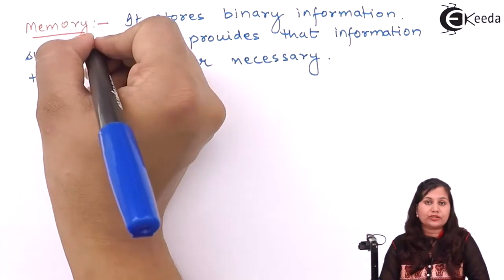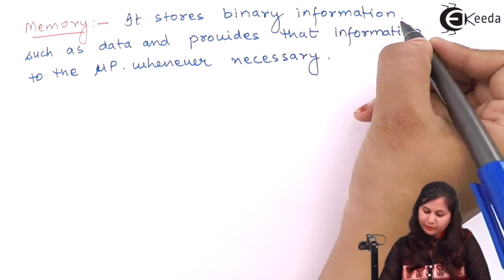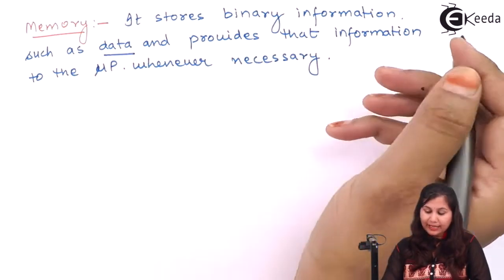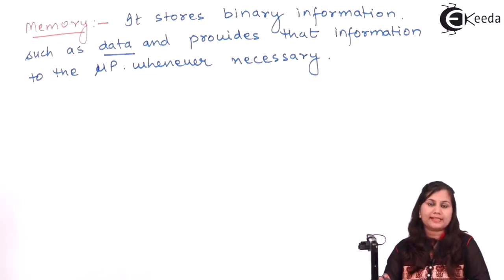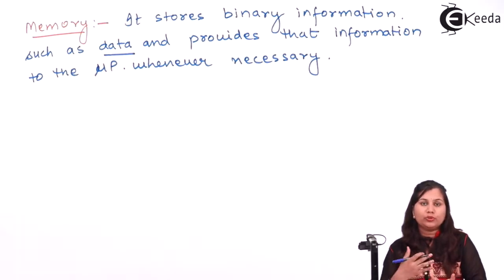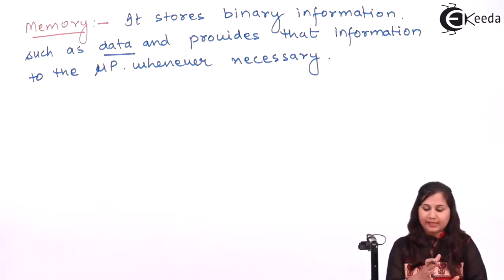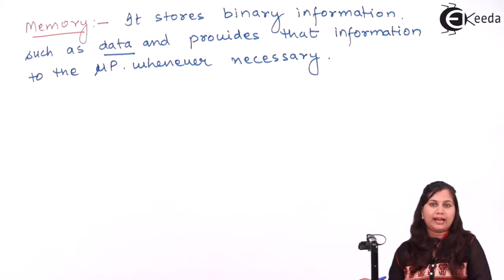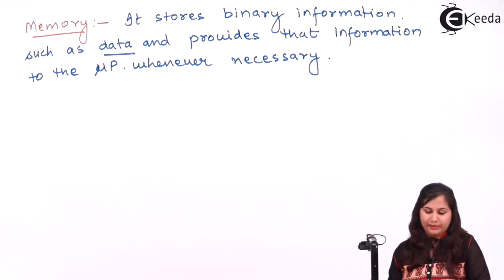So what is the function of the memory? It is storing the binary information such as the data, and it is providing that information to the microprocessor whenever it is necessary. So the input which the user is providing to the microprocessor is getting stored in the memory. Now whenever the microprocessor wants to read that data or wants to execute the operation on that data, the memory will provide that data to the microprocessor.